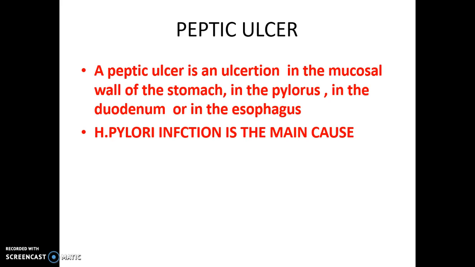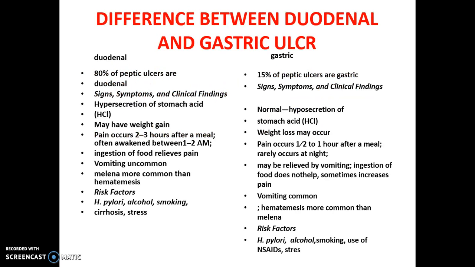The main cause for peptic ulcer is H. pylori infection. Before, it was thought to be because of stress or other problems, but now it has been identified that H. pylori infection is the main reason. I told you that the ulcer may be in the stomach or in the duodenum.